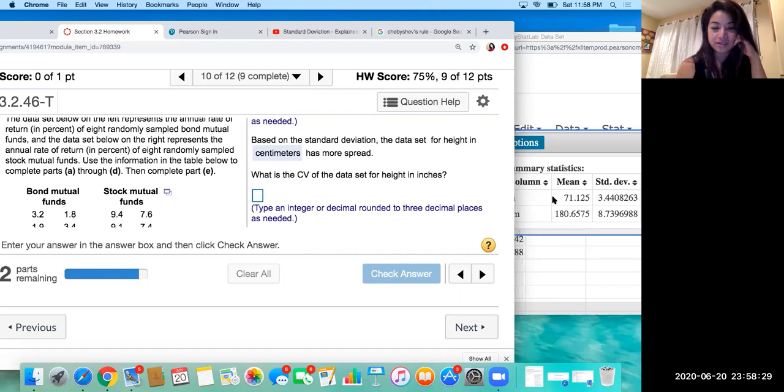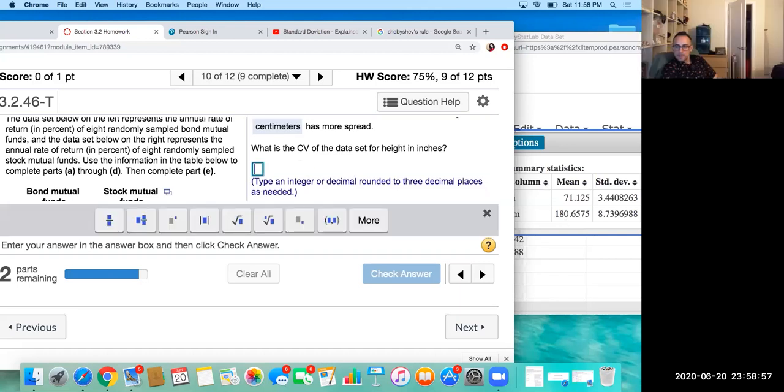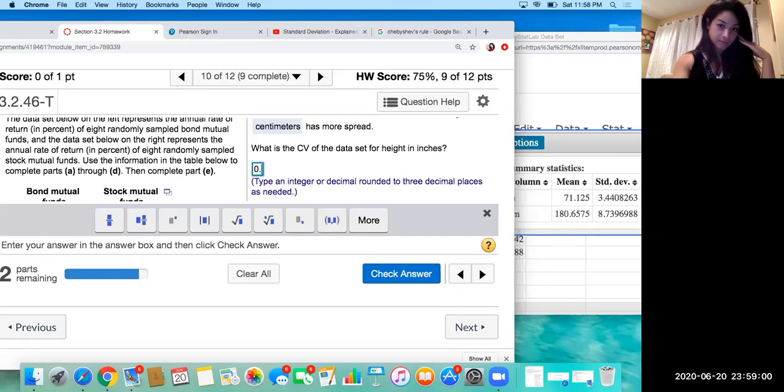So for just height, divide in inches, which was the top. What did we say was the coefficient of variation? Standard deviation over mean. 3.44 divided by 7 point... I don't know if I got this right. Try it. 0 point... how many? 3... 8.